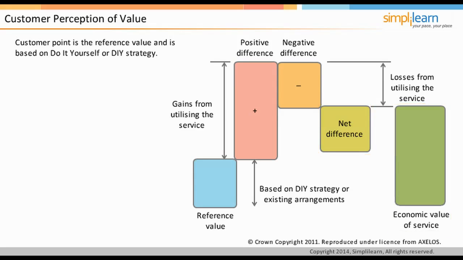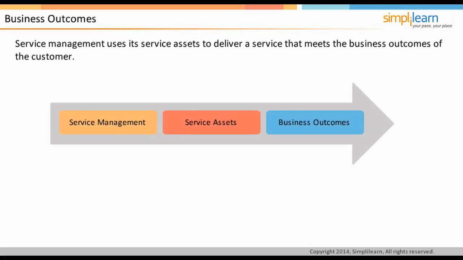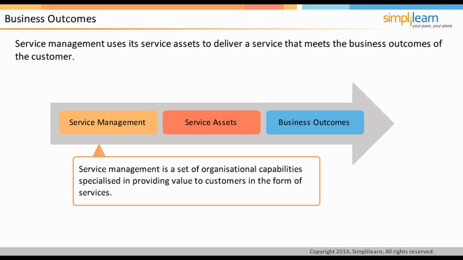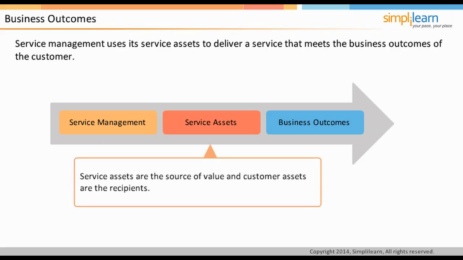Next, we will focus on how service management enables business outcomes. Service management uses its service assets to deliver a service that meets the business outcomes of the customer. Service management is a set of organizational capabilities specialized in providing value to customers in the form of services. The capabilities interact with each other to function as a system for creating value. Service management acts as an operating system for service assets in effectively deploying them to provide services. Service assets are the source of value, and customer assets are the recipients.